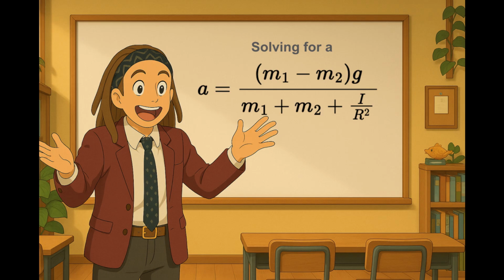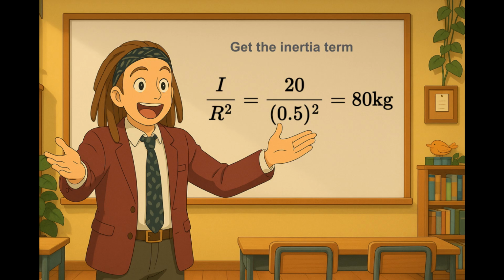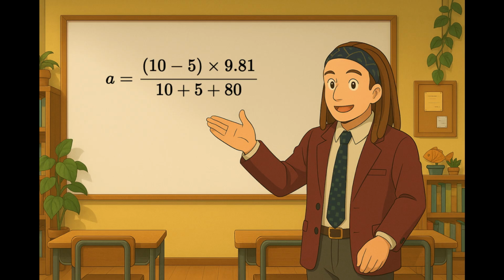Now, let's plug in our given values. M1 equals 10 kilograms, M2 equals 5 kilograms, r equals 0.5 meters, I equals 20 kilogram meters squared, g equals 9.81 meters per second squared. First, calculate I over r squared equals 20 over 0.5 squared equals 80 kilograms. Now, substitute everything into the acceleration formula. a equals (10 minus 5) times 9.81 over (10 plus 5 plus 80).